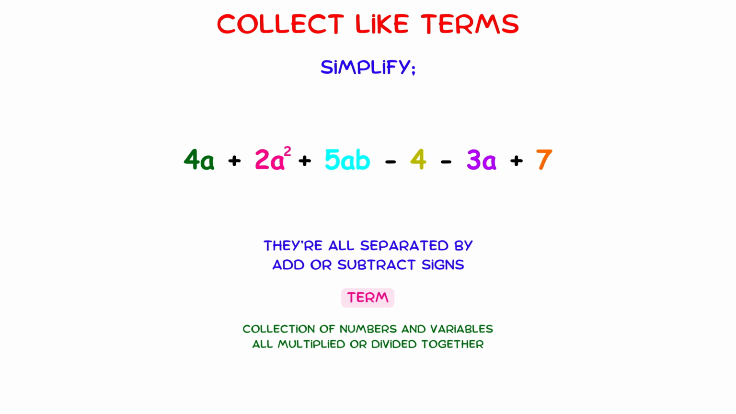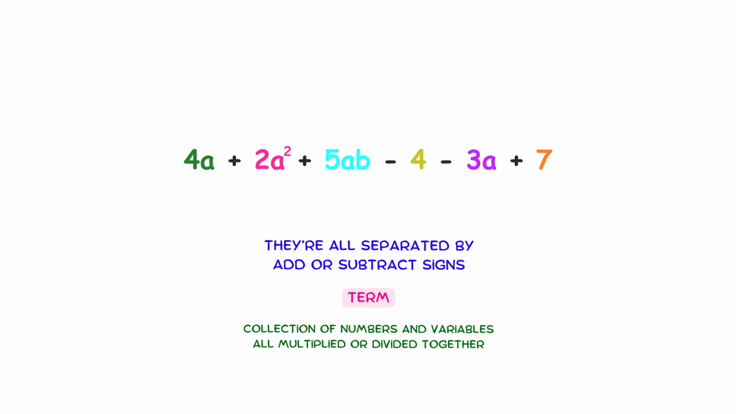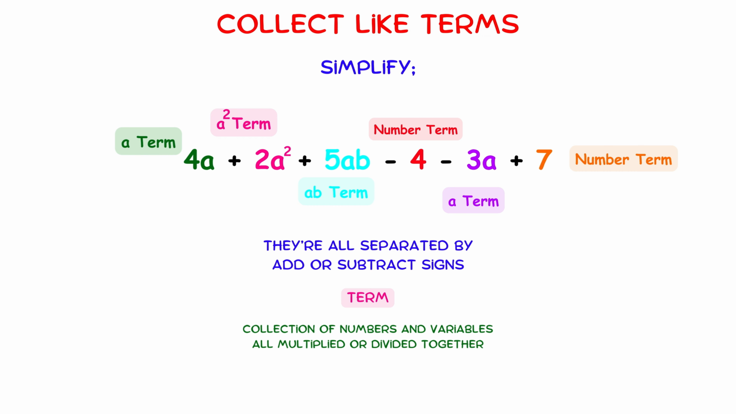If you wanted to describe it, a term is just a collection of numbers and variables that are all being multiplied or divided together, and all I mean by variables are the symbols that we use to represent numbers like a or b. So in our example, you could say that we have an a term, an a squared term, an ab term, a number term, another a term, and another number term.